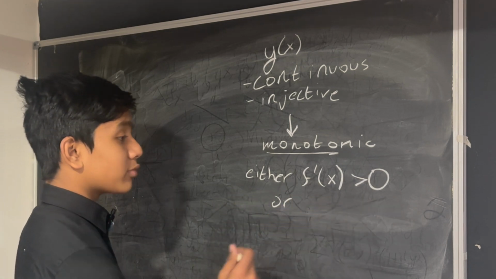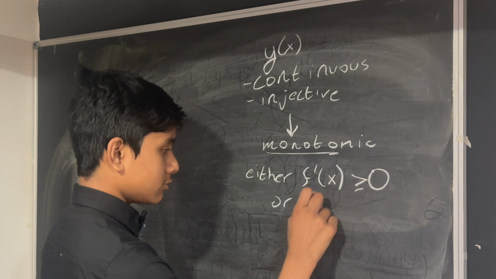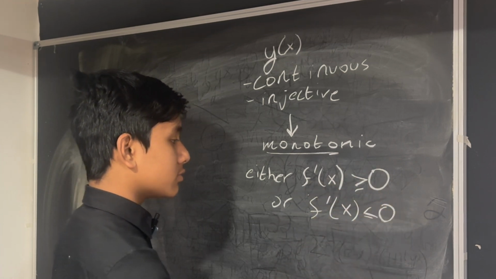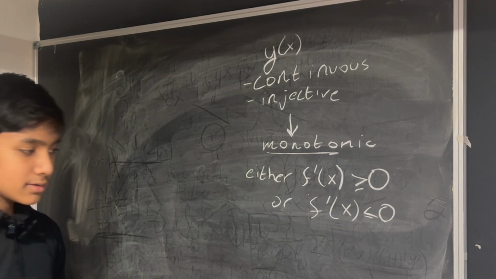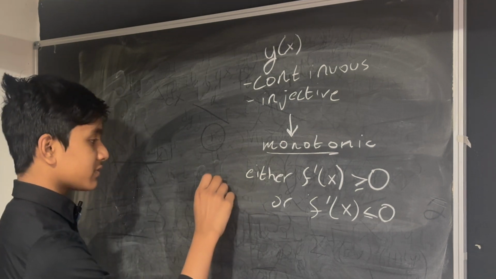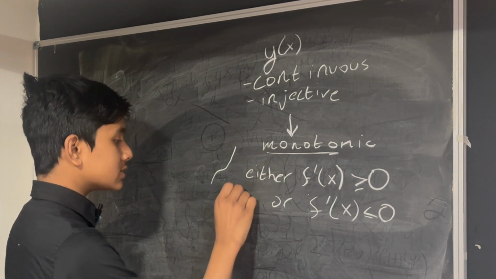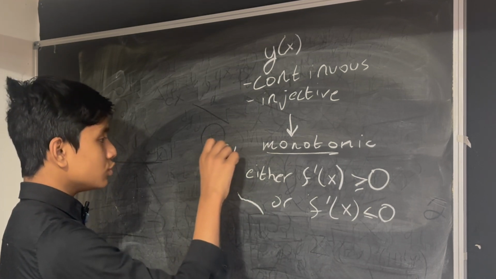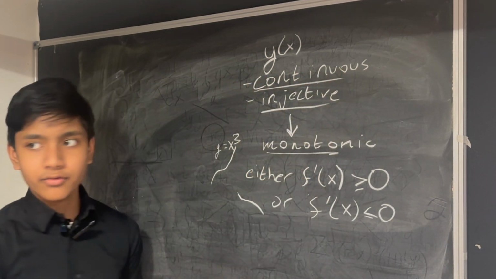Okay, either f prime of x is greater than 0, or f prime of x is less than or equal to 0. So that's what we mean by monotonic. Now, in a simpler fashion, either our function is always increasing or our function is always decreasing. So for example, y equals x cubed is always increasing. That's why it's both continuous and injective.